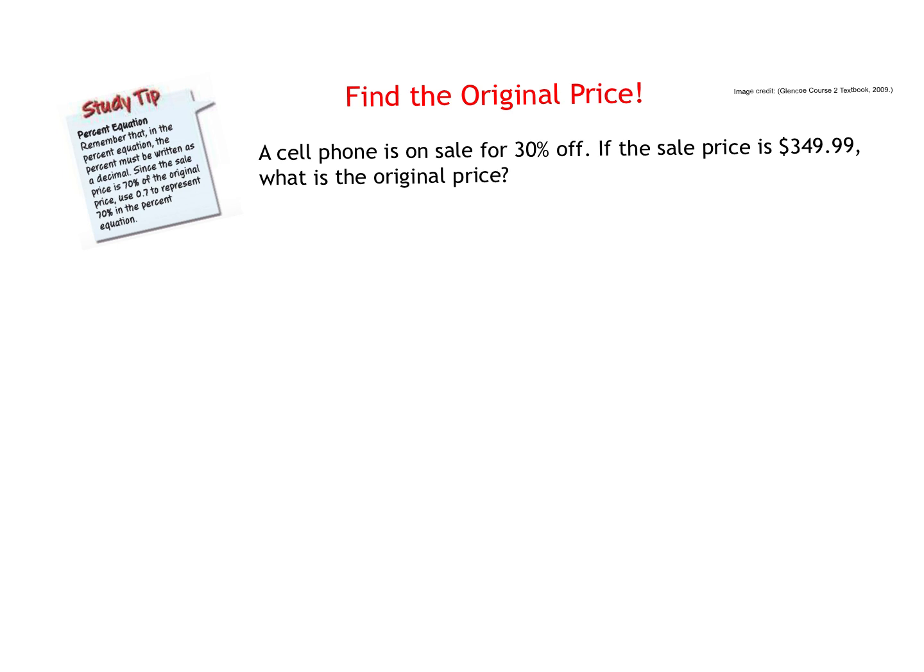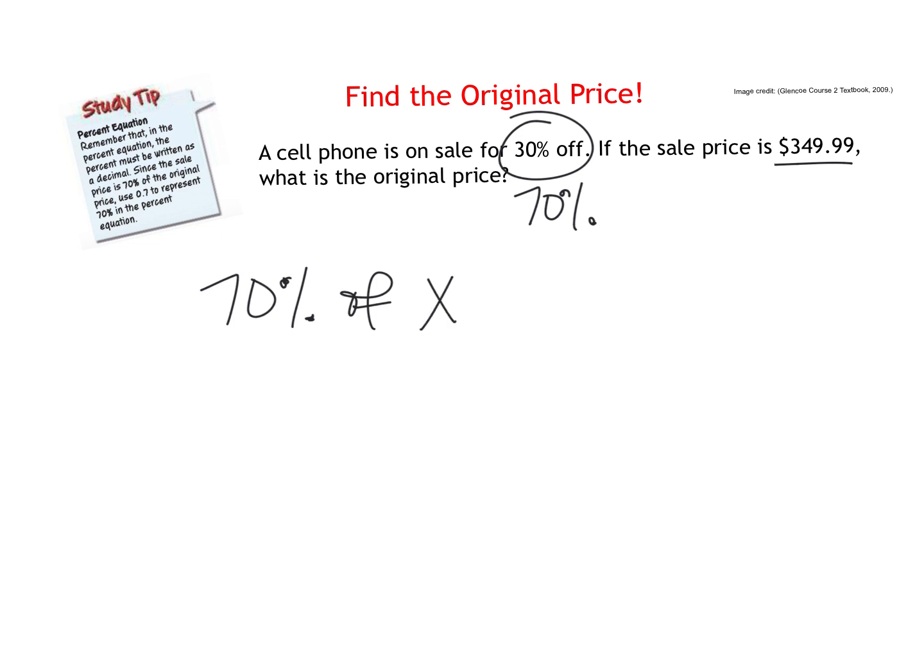Okay, one final example. A cell phone is on sale for 30% off. If the sale price is $349.99, what is the original price? So this time we're going to use the method where we subtract the percent off of 100. So if the cell phone was on sale for 30% off, that means we paid 70% of the price of the phone, because 70% plus 30% is 100%. So we know that 70% of whatever the original cost was, we'll say X, equals $349.99.